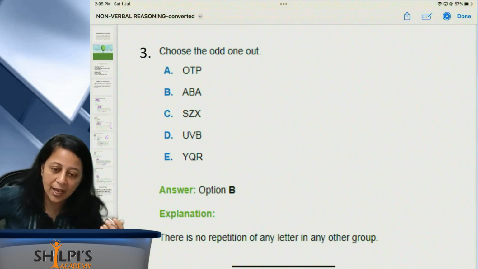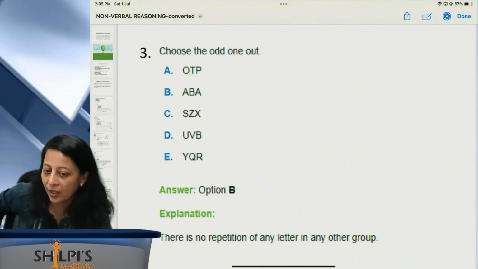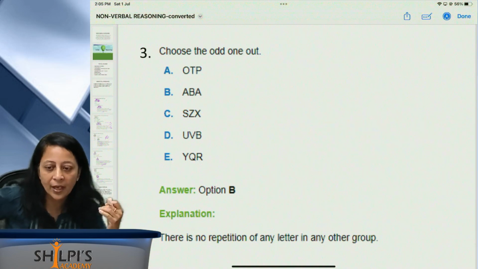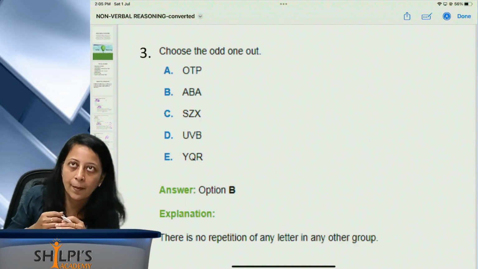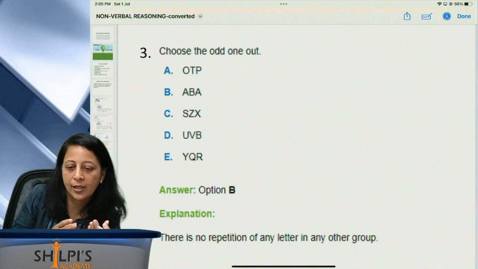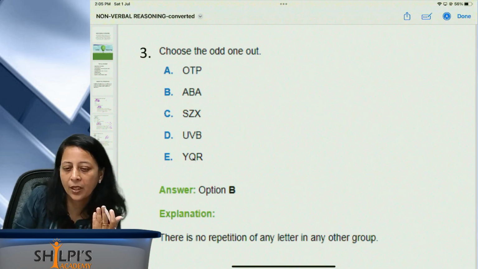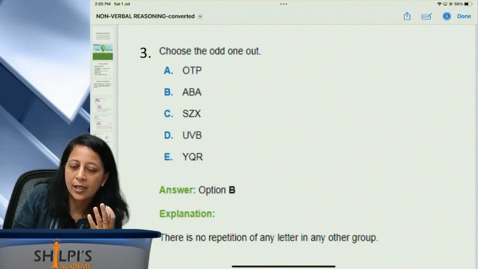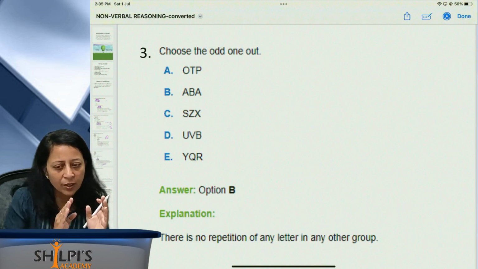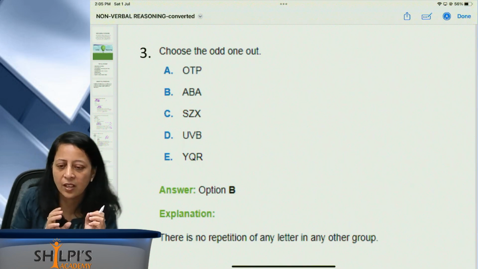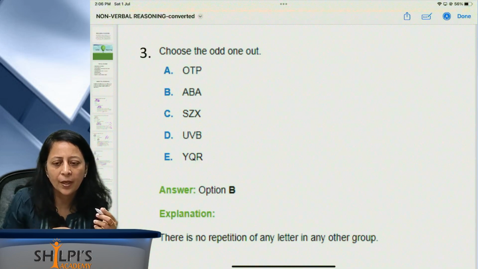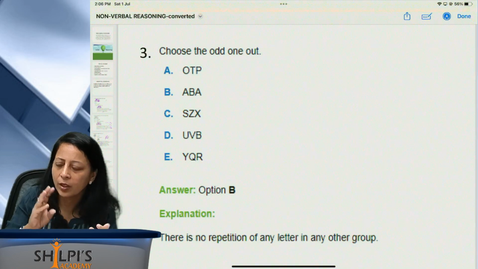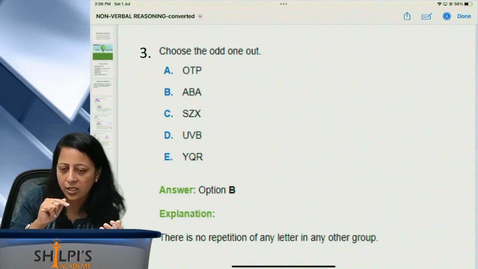OTP, ABA, SZX, UVB, YQR. Which is the odd man out in this series? OTP, we can tell, is M N O P Q R S T. ABA. SZX. You can see that first of all there is no relationship between these given letters. First, is there any relationship? I cannot find it, as M N O P, then Q, R, S, then T.